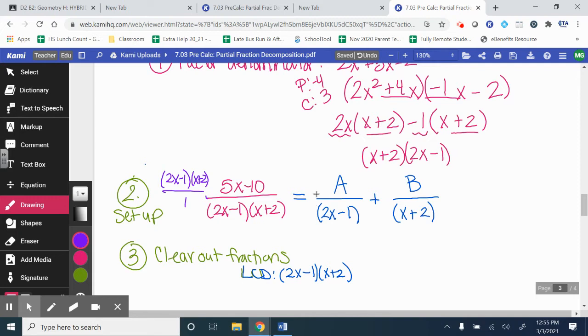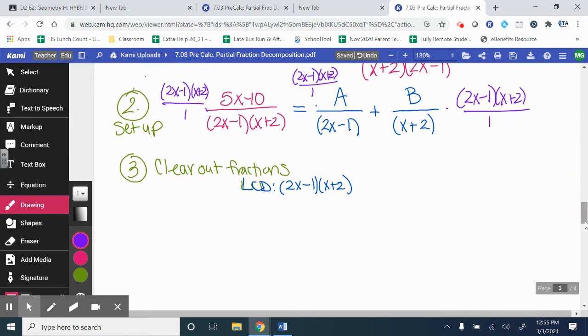And then I'm going to multiply this one here by 2x minus 1 and x plus 2, and then the last one by 2x minus 1 and x plus 2 over 1. That is what it will look like. All right. Next, we want to clear out.